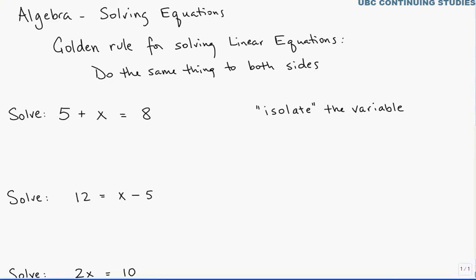All of the algebra we've been looking at so far has been leading up to trying to solve equations. And certainly in high school you spend the first couple of years looking only at one type of equation, a linear equation. We're going to look at linear equations and also a couple of others, but we're going to start with linear equations. There's a golden rule for solving linear equations, and that is to do the same thing to both sides with the goal of isolating the variable.